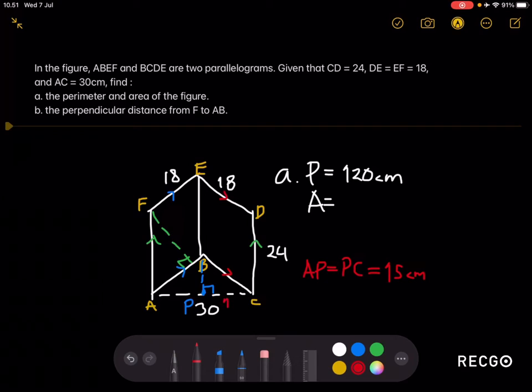And this will be helpful because notice that 15 right here is actually the height of the parallelogram BCDE with corresponding sides to our base DC. And furthermore, we know that these two parallelograms are congruent, so we can just calculate the area of one parallelogram and then multiply it by 2. So hence, the area will be 2 times 24, which is our base, times 15, and then centimeters squared for the unit, leaving us with an answer of 720 centimeters squared.